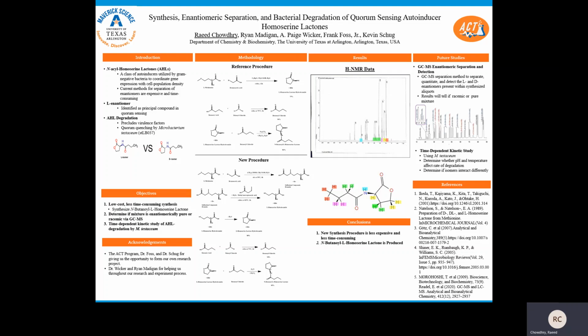The N-acetyl homocysteine lactones, otherwise known as AHLs, are a type of chemical signaling molecules known as autoinducers, which are used by gram-negative bacteria to communicate to each other so that they may coordinate gene expression with cell population density. This mechanism is called quorum sensing.